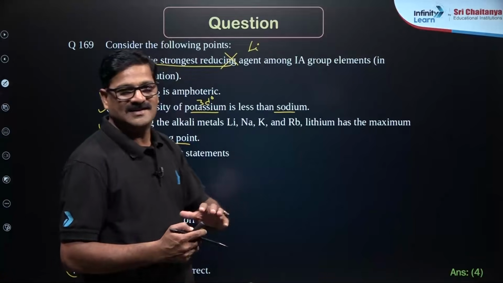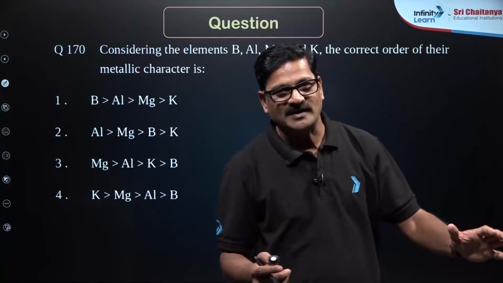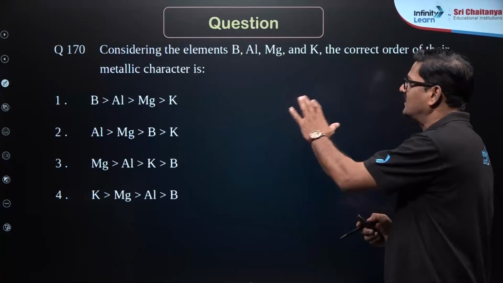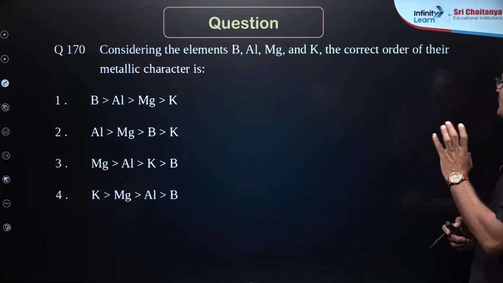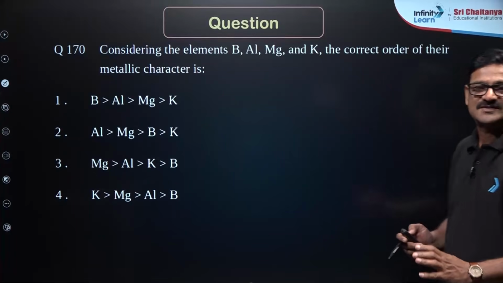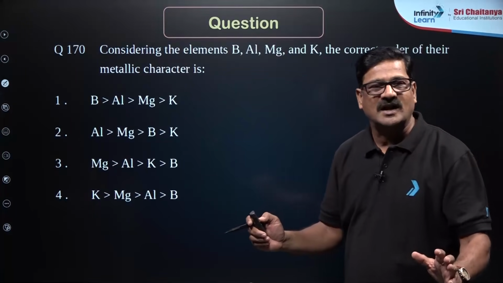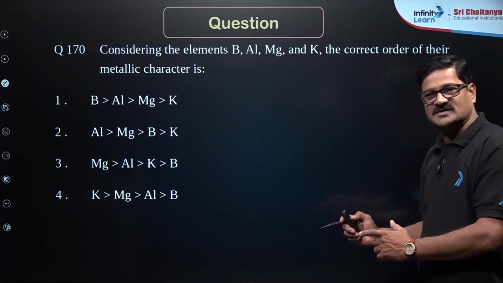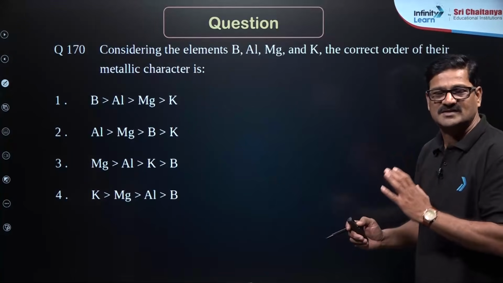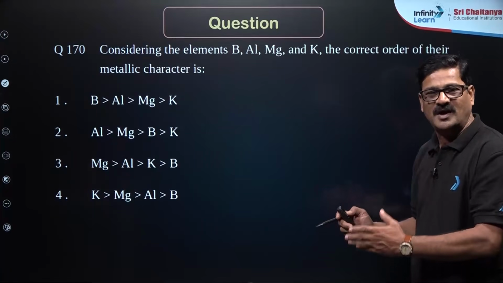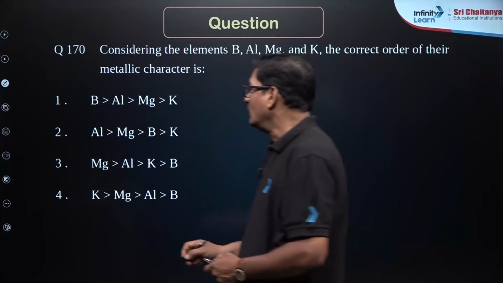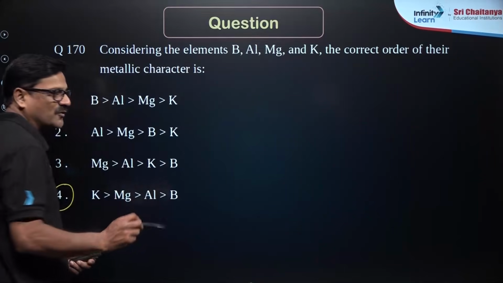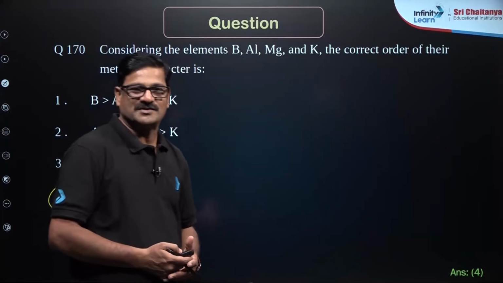Students, it is a simple periodic properties question. It is asking: consider the elements boron, aluminum, magnesium, potassium. The correct order of their metallic character is going to be potassium is greater than magnesium is greater than, because they are s-block elements. Then comes aluminum, and boron nearly behaves like a non-metal. So I would say option 4 is the correct answer for this question.